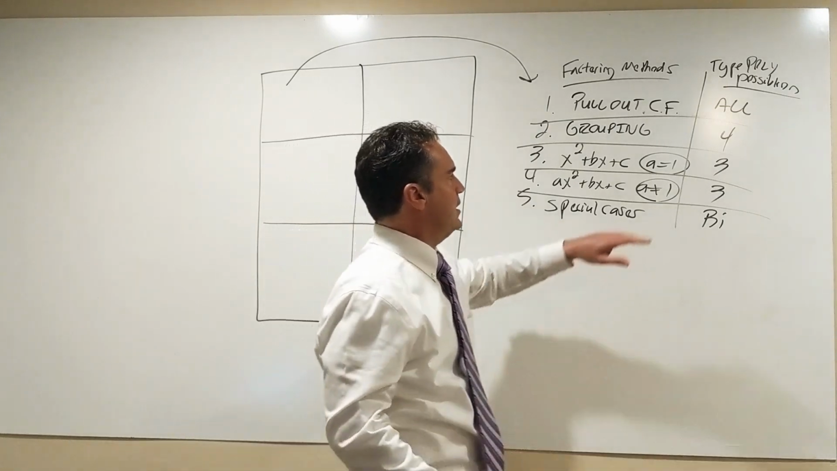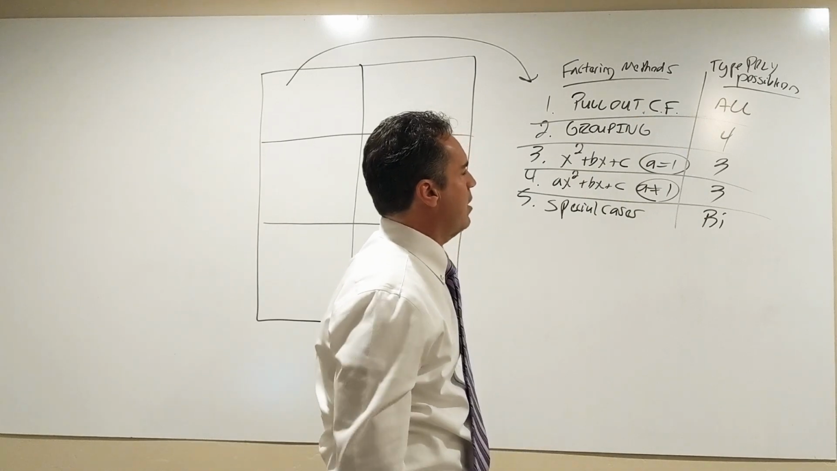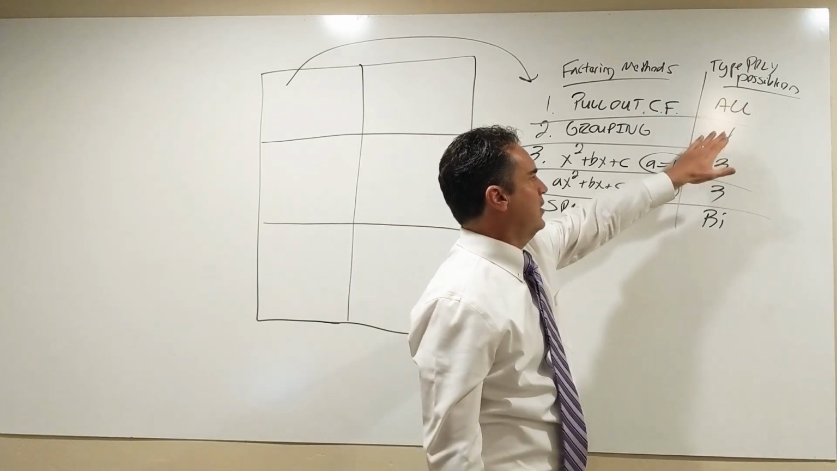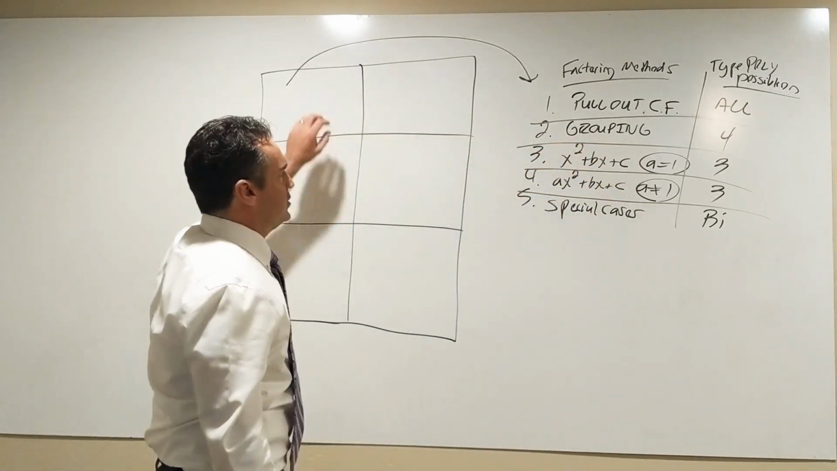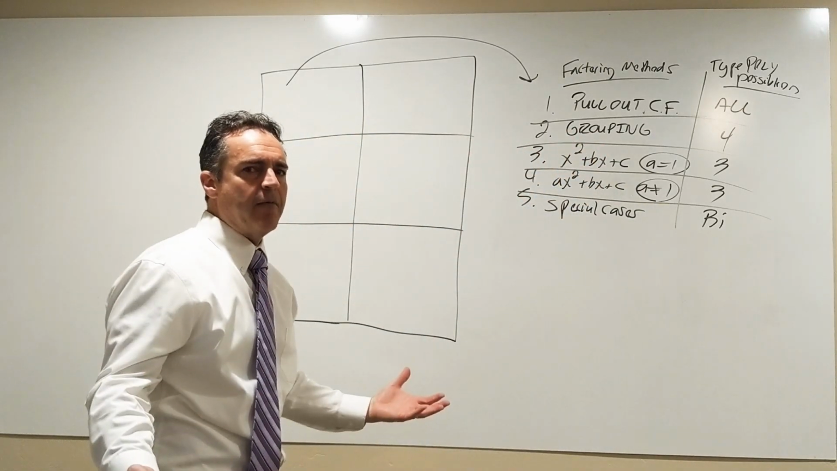So we got to take a shot with every polynomial. We got to look for a common factor. And then the others are based on whether you have 4 terms, 3 terms, or a binomial. This right here is box number 1. So what are the other 5 boxes?